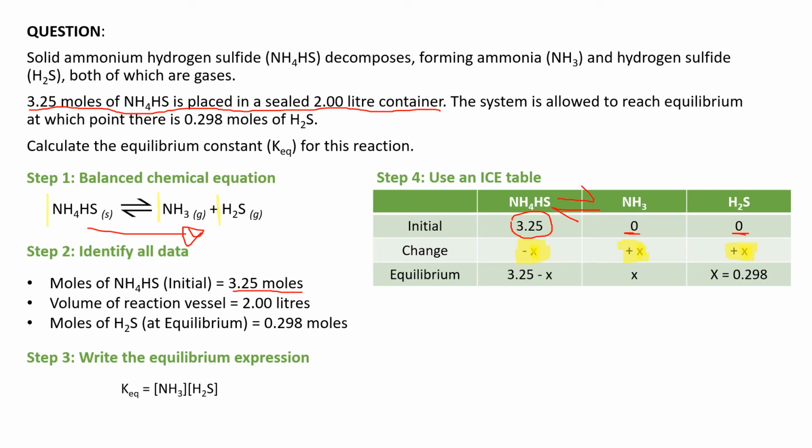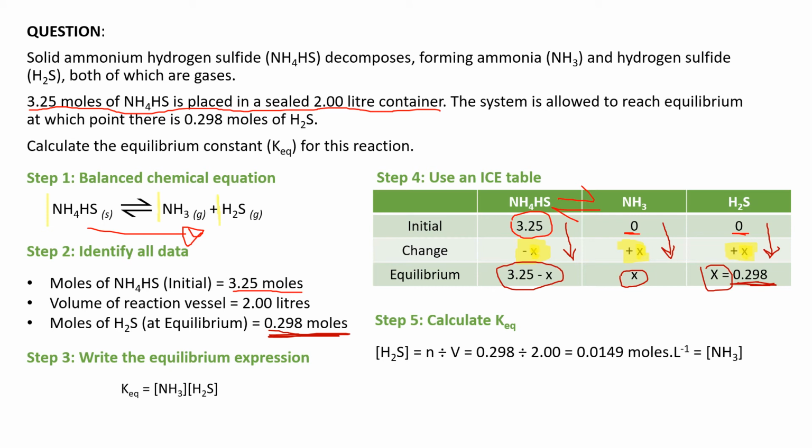The next step is to determine the equilibrium, and we read down the ICE table. So 3.25 minus X equals the number of moles at equilibrium. And reading down this one, it's 0 plus X will equal X. And reading down this one, it's 0 plus X equals X. And I happen to know that that value is 0.298 because I was given that information in the question.